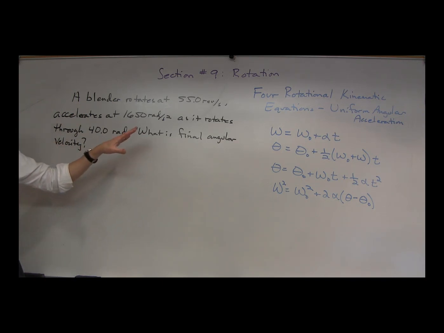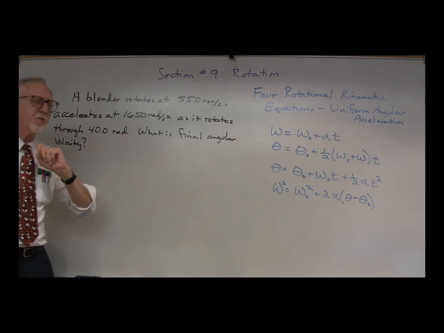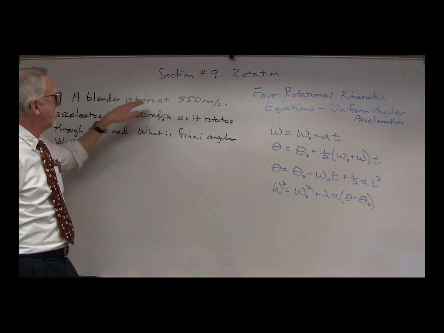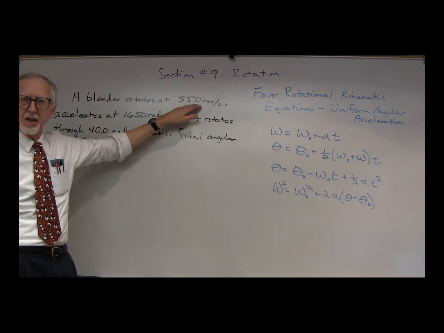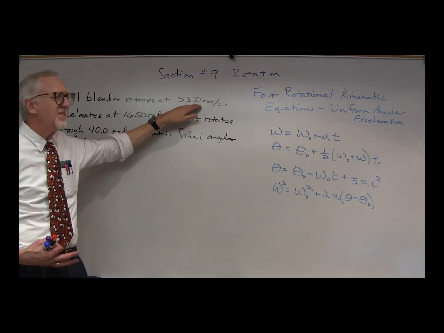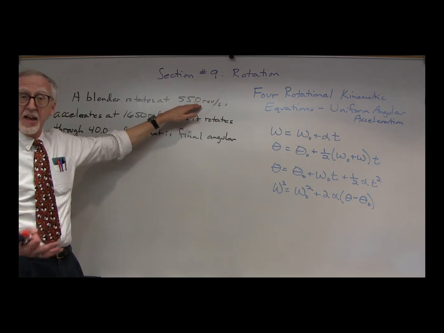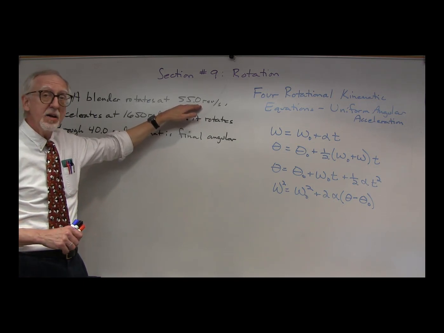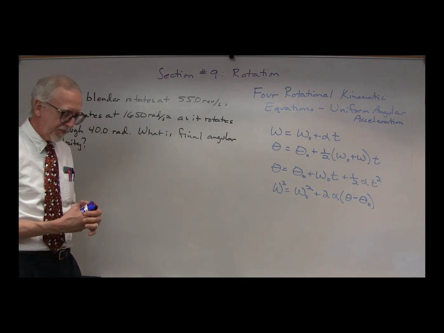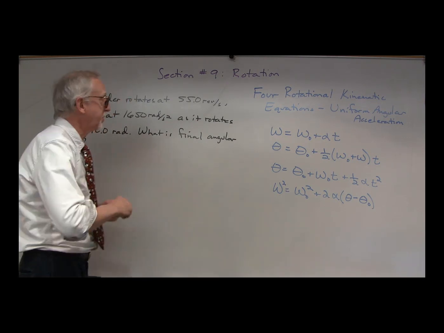Okay, well, let's write down the variables, but even before we do that, let's notice here. The blender rotates at 55.0 revolutions per second. What is that quantity? Well, it sounds like an initial angular velocity, but it's not in radians per second. So one thing we have to do is convert that to radians per second.